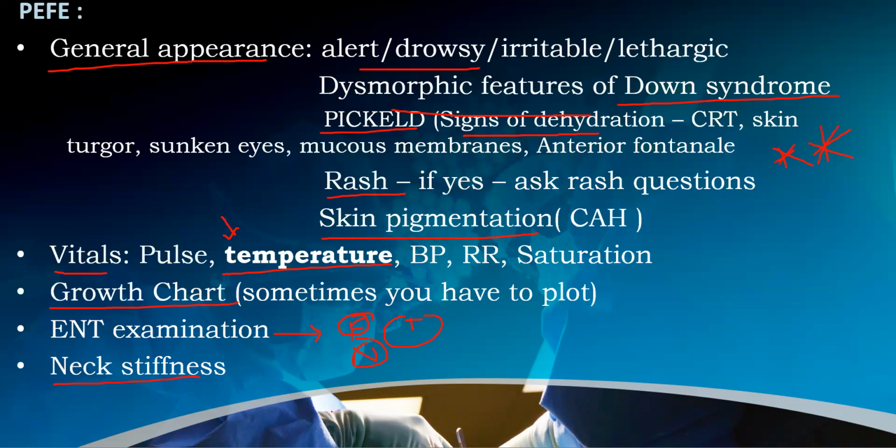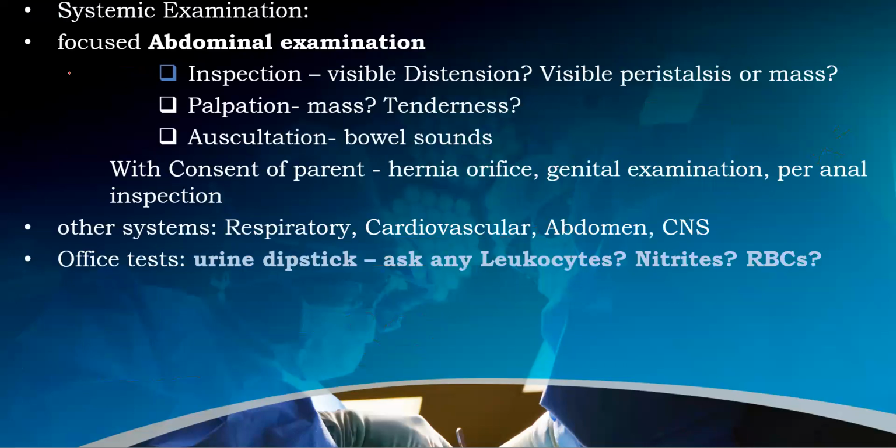After that, because meningitis is one of your important differentials, you should always ask about neck stiffness. So is there any neck stiffness? Positive? Then you do the other systemic examination, mainly focusing on the abdomen because it's a vomiting case. Your main system will be the abdomen.